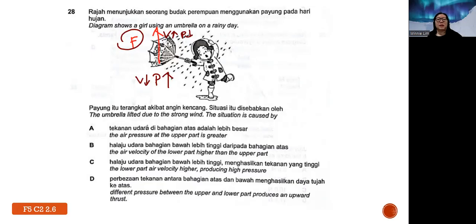So now we see which statement is correct. The air pressure at the upper part is greater, wrong. It's supposed to be smaller. The air velocity of the lower part is higher than the upper part, no. At the lower part, the velocity is smaller. The lower part air velocity is higher, producing high pressure, no. The difference in pressure causing an upthrust, yes, this is the correct idea. Like I mentioned just now, the difference in pressure causes a lifting force.